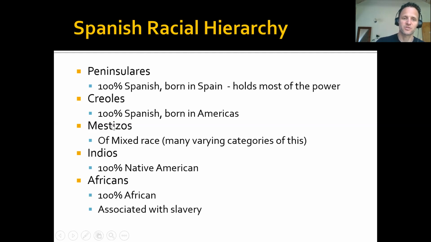The mestizos are mixed of all different kinds of categories. The casta paintings show 32, maybe more, different races, different mixed percentages of mestizos. Then there's the Indios, who are the Native Americans, and the enslaved Africans. So the caste system was very rigid, very oppressive, and it keeps the Creoles at the top.